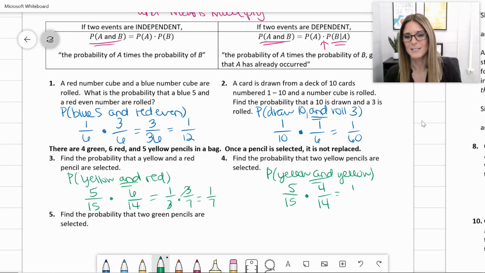So I'm going to use the same process to multiply these really quick. 1/3 times 2/7 will give me 2/21.